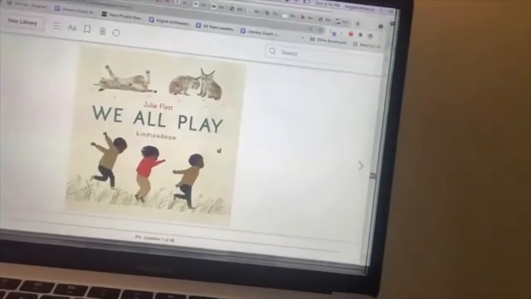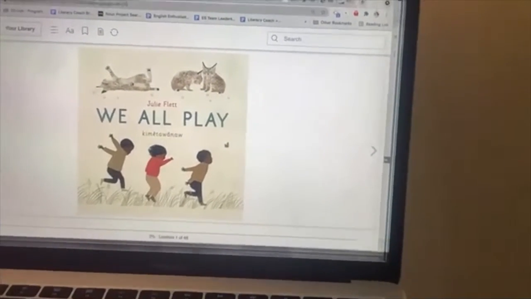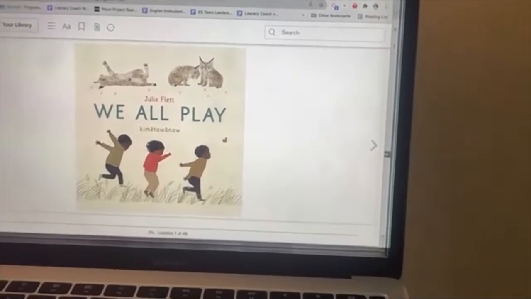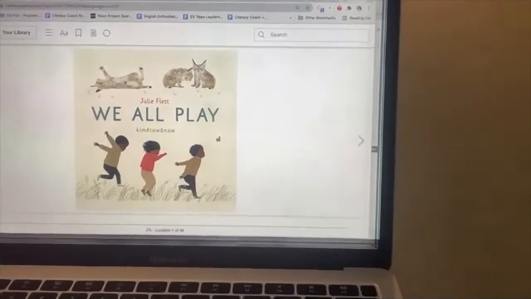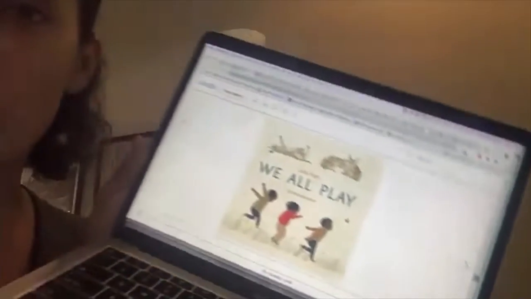This week we are very excited because we have a new book for you, one that's been published this year, and it's such a beautiful picture book, written and illustrated by a Canadian Indigenous author and artist, Julie Flett. The book is... We All Play, and I actually don't have a hard copy of it, but I was able to get it on Kindle, and it displays really beautifully on my computer as well.